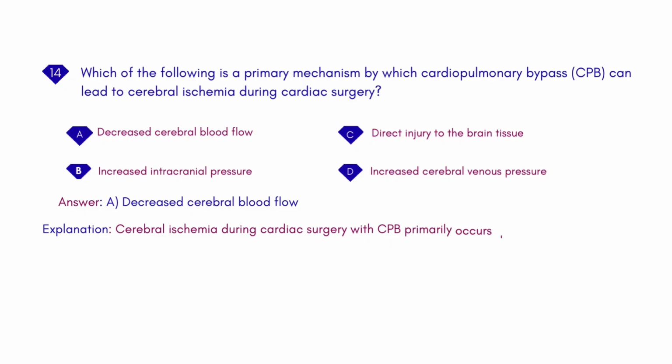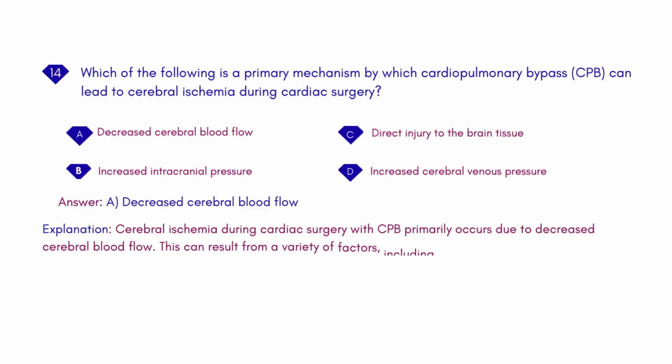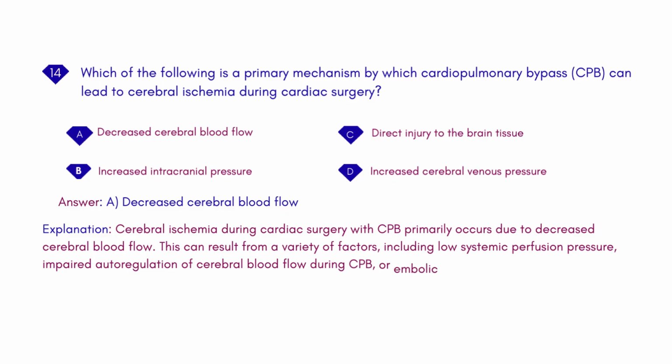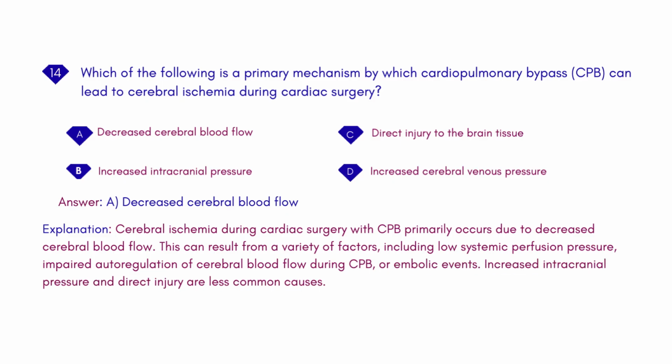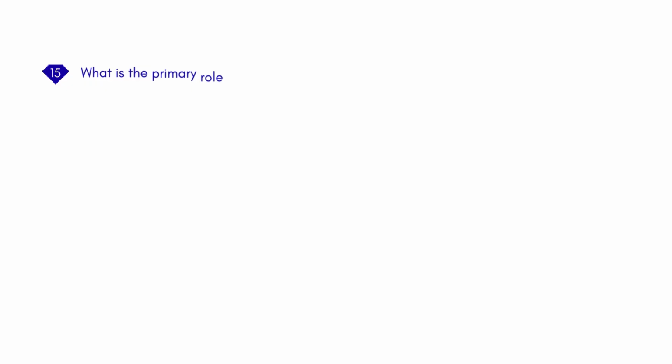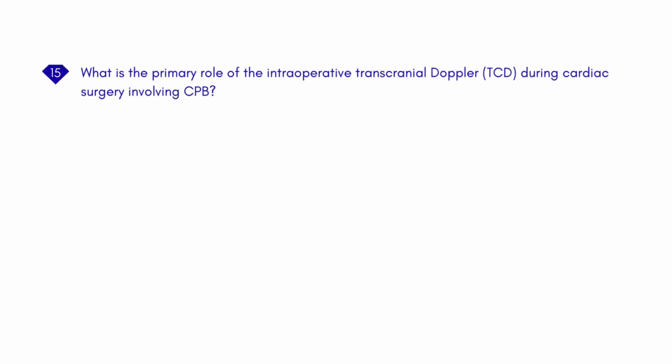Explanation: Cerebral ischemia during cardiac surgery with CPB primarily occurs due to decreased cerebral blood flow. This can result from a variety of factors, including low systemic perfusion pressure, impaired autoregulation of cerebral blood flow during CPB, or embolic events. Increased intracranial pressure and direct injury are less common causes. What is the primary role of the intraoperative transcranial Doppler, TCD, during cardiac surgery involving CPB?